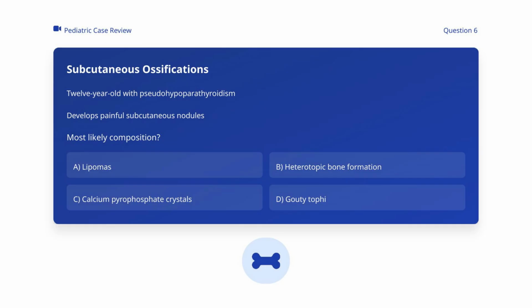A 12-year-old with pseudohypoparathyroidism develops painful subcutaneous nodules. What is the most likely composition of these nodules? Option A, lipomas. Option B, heterotopic bone formation. Option C, calcium pyrophosphate crystals. Option D, gouty tophi. Consider complications specific to this disorder.